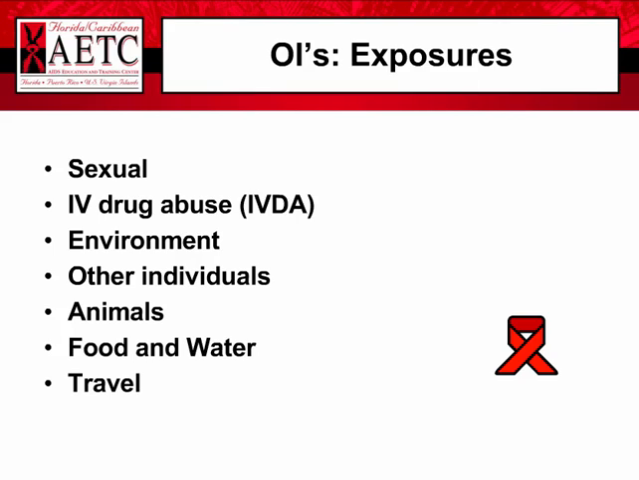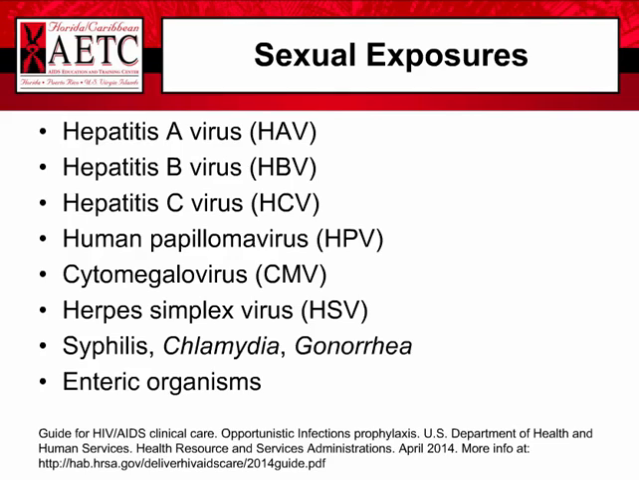So some of the major exposures we'll focus on include sexual exposures, exposures from IV drug abuse, environmental exposures, as well as those from other individuals, animal-related exposures, whether they be from a work situation or from domesticated or wild animals, food and water, and finally we'll finish up by talking about travel exposures. So sexual exposures, you have a whole list here, and I'll start with the hepatitis viruses.